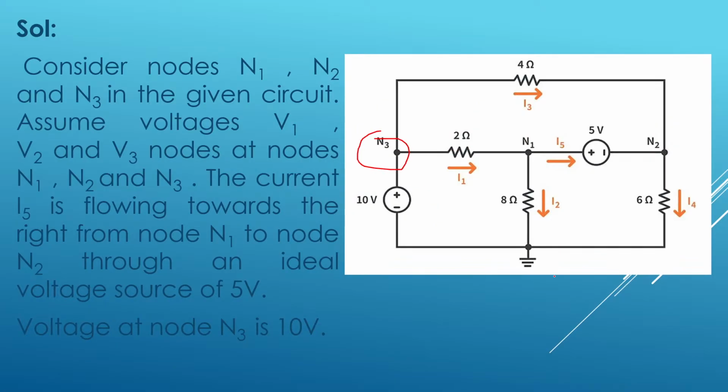Another node is the reference node, and here also the source is directly connected to that node, but the other node is not the reference node. Remember, between N1 and N2 there is a 5 volt voltage source, but N1 and N2 are not reference nodes. So what is the V3 value? Node 3 voltage is nothing but the source voltage, that is 10 volts.